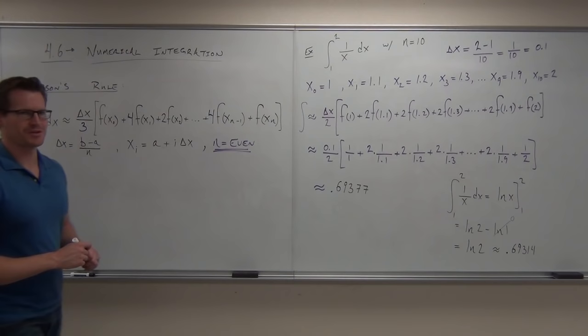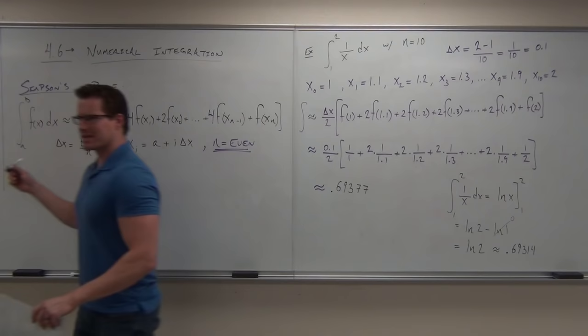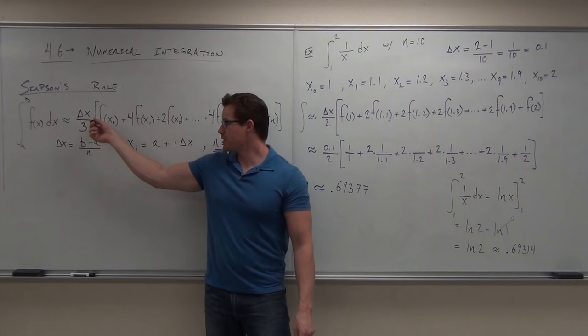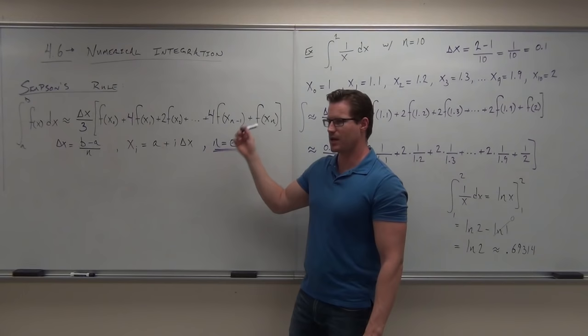You guys want to do an example here real quick? Yes, please. Okay. Does this make sense to you that we're going to alternate 4s and 2s? You just don't end with a 2, you end with a 4. That's going to happen if n is even. So it's going to be nothing, then 4, 2, 4, 2, 4, 2, 4, 2, 4, nothing for your very last term. It'll happen if n is even.